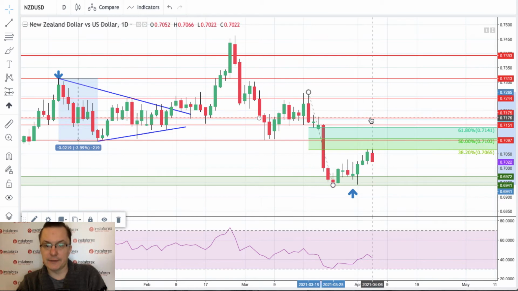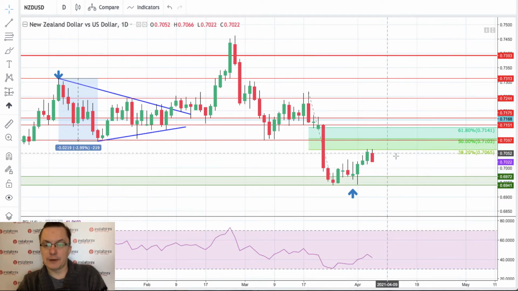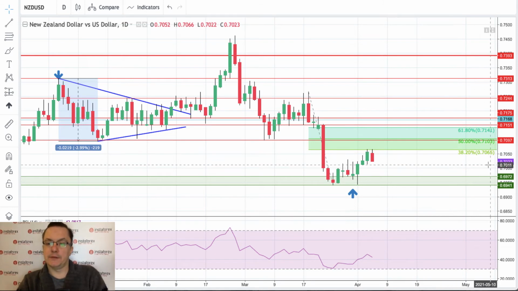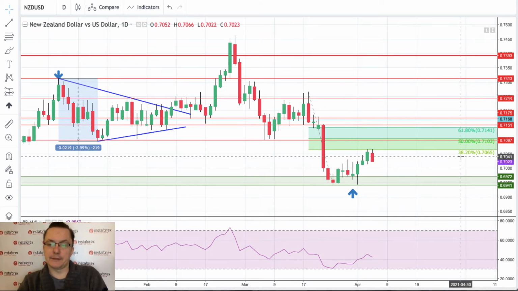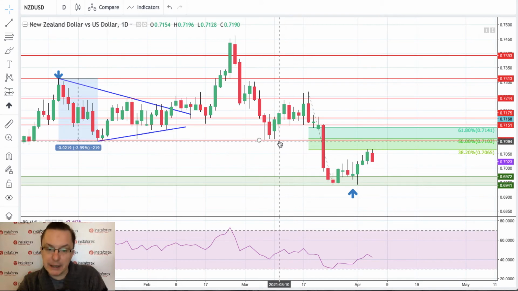The really last wave, and as you can see, we have retraced 38% of this last push down. 38% is located at the level of 7,065 pips, and it looks like we have a bearish engulfing candlestick pattern right at the 38% of the Fibonacci retracement, and below this technical resistance at 7,097 pips.